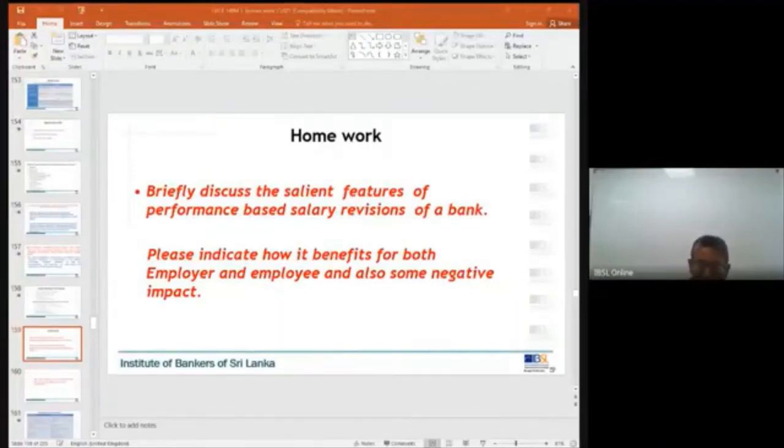Good side, if you work hard, you are getting more, right? Bad side, you are trying to cheat your customer. So we will discuss some of the good things and the bad things about the performance-based remuneration system. Okay, so exactly another one or two minutes to go. So therefore, we will see you next Sunday.